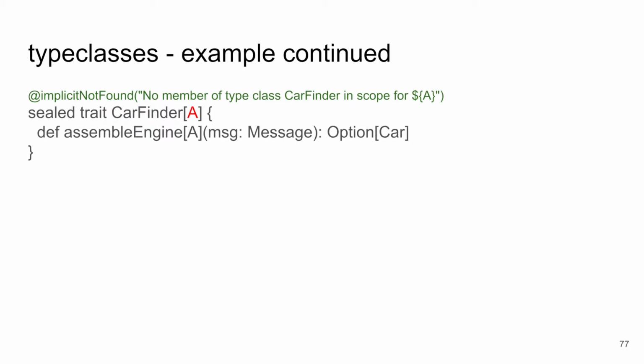We're going to start with an interface, which each type member will have to implement. At the top is the error to show when the type member is not implemented. So if you try to call this with a different type of car than the one that we recognize, it will give you this error, no type member of class CarFinder in scope for, and then it will tell you whatever type that you passed in. So as you can see, this interface has a type member A and a method called assembleEngine.